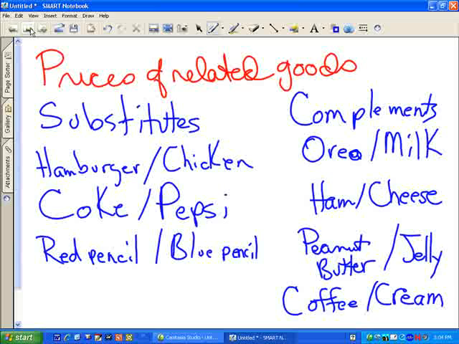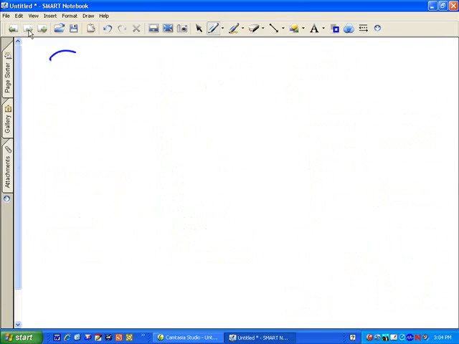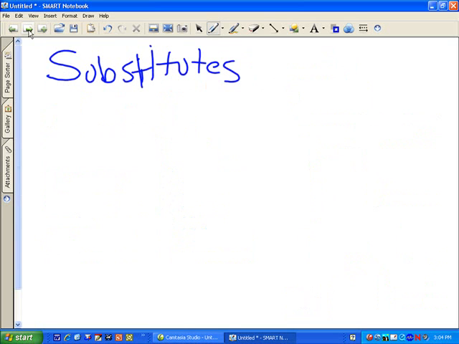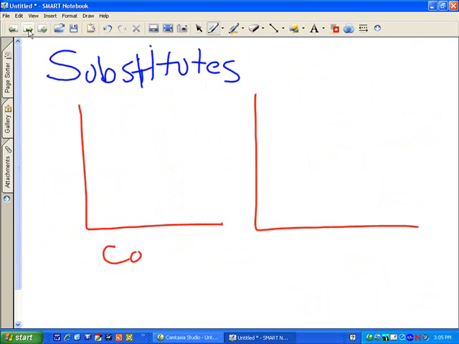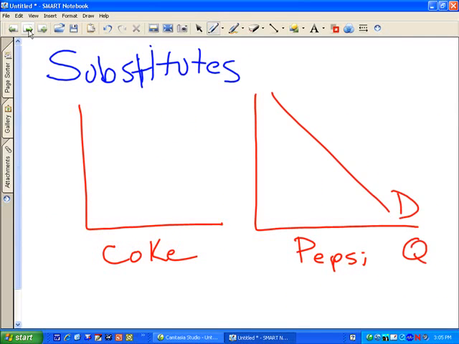So let's do substitutes first. In order to do this, we need to have two graphs. And let's just do Coke and Pepsi. We're going to start with the demand of each, so we have to get everything labeled.